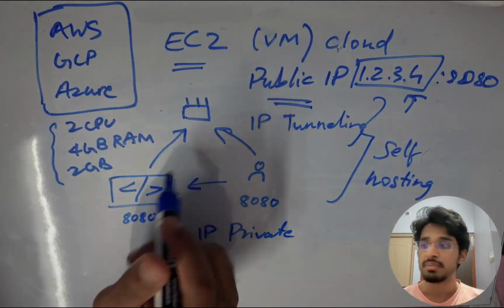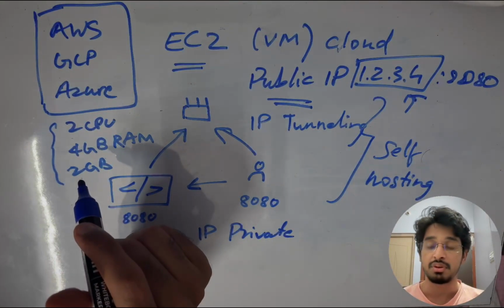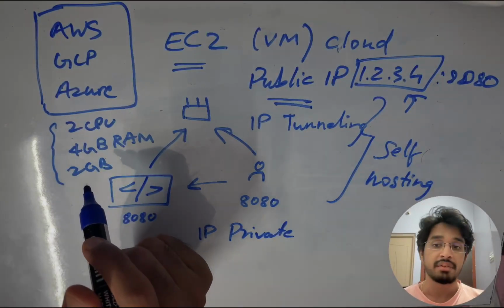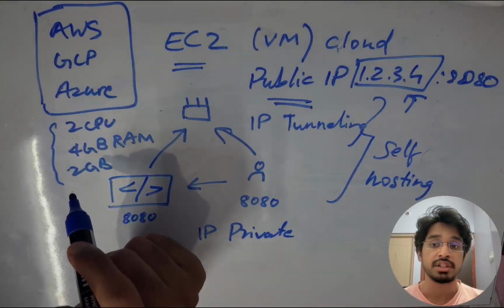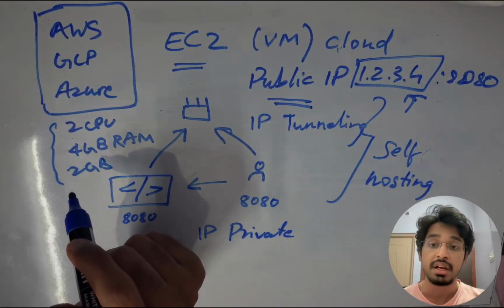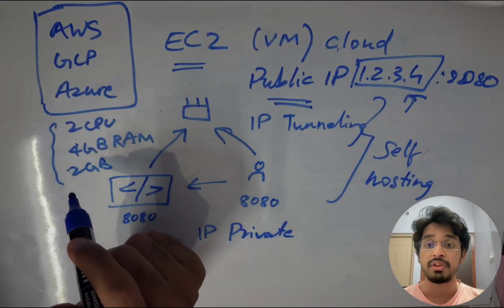So I hope you understood by this architecture why we deploy it on cloud rather than self-hosting it. So basically you might have a question: if I'm hosting my application in India, will any person from the US be able to access our application? Yes, they will be able to access it, but with a lot of latency.